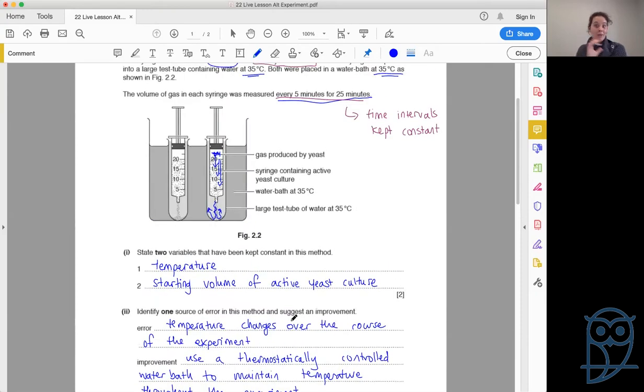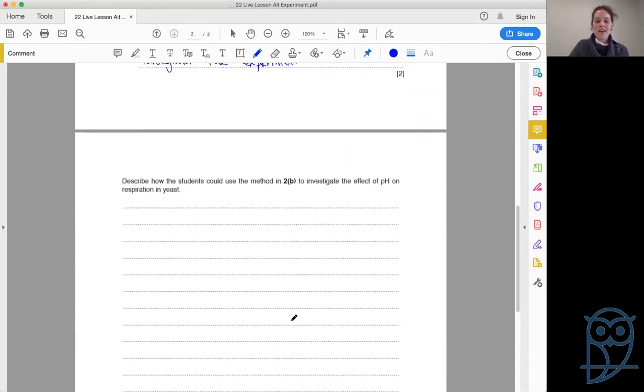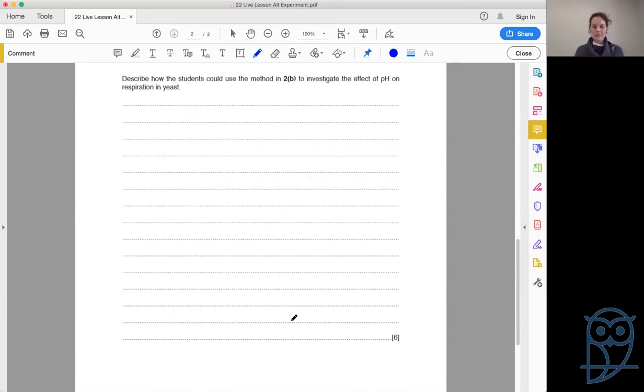So now we really understand what's going on in this one. Here is the big question. Describe how the students could use the method in 2B, that was 2B that we just talked about, to investigate the effect of pH on respiration in yeast. So we want to work through all of those things that we've just been through. I'm going to start out with our independent variable. So we would use a range of pH values. I'm going to do it in bullet points here so that you can see each element that we talked about.